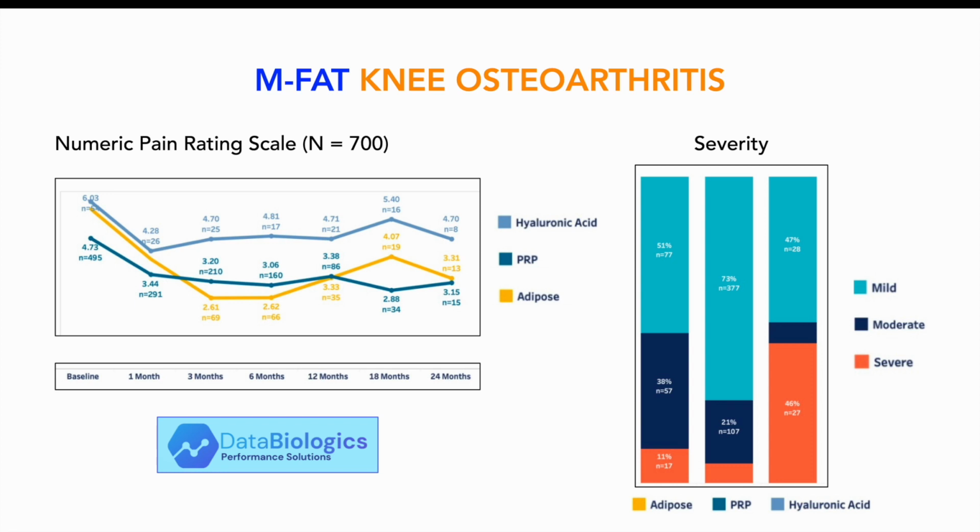Here we are looking at 700 patients who had been treated with MFAT, hyaluronic acid, or PRP, and we're able to show significant reduction in the numeric pain rating score out to 2-year follow-up. Now you see the end results of the PRP is similar to the adipose, but if you look at the baseline characteristics of those two groups, you'll see that the PRP group had a much greater proportion of patients in the mild to moderate category versus the adipose and hyaluronic acid group.